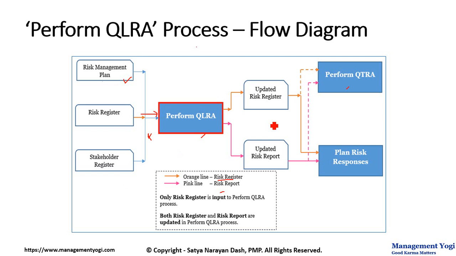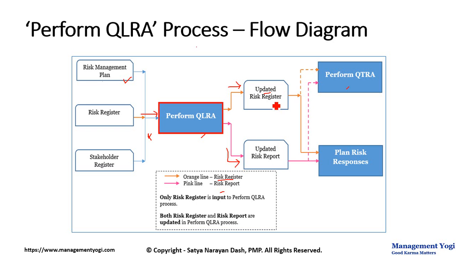In the output, we have the updated risk register, noted with orange lines, as well as the updated risk report, which was not there in the input. Now why is the risk report getting updated? Because the risk report will have the overall project risk as well as summary level information with respect to now the prioritized individual risk. Earlier we had the summary level information with respect to overall project risk. Now we are having the summary level information with respect to the prioritized individual risk.